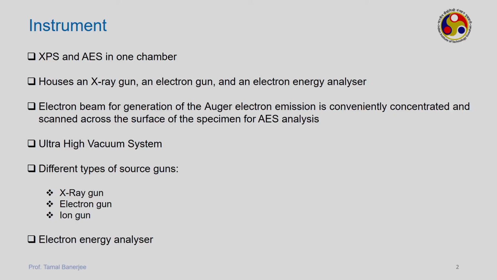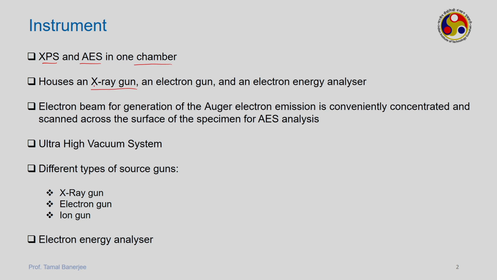As you know, the entire instrument, that is XPS and AES, is housed in a single chamber. As I said in the last lecture, XPS is dependent on the photon energy, while AES is a secondary phenomenon that does not depend on the photon energy. So the instrument has provisions for both modes together. It houses an X-ray gun, an electron gun, and an electron energy analyzer. These are the three important parts.